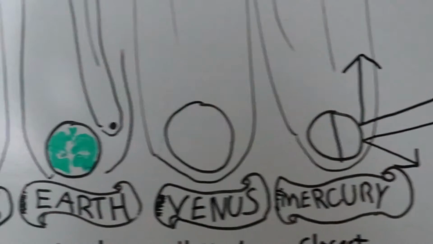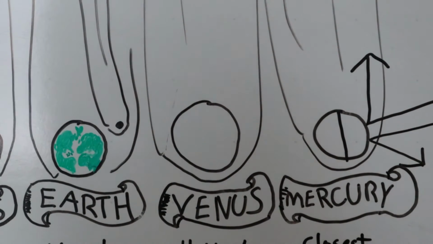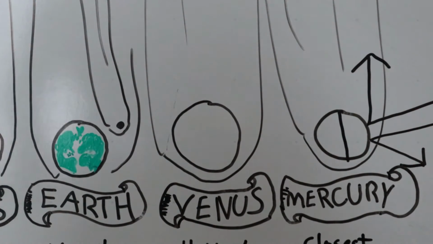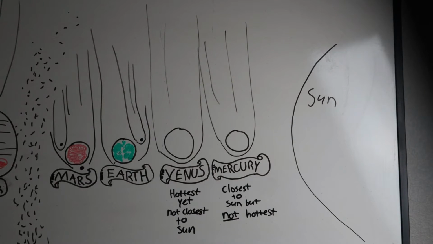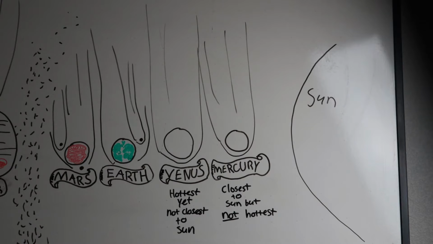However, Venus has an atmosphere, and the sunlight gets trapped inside of it, and so it becomes hotter. And so that's why, although Mercury is the closest to the sun, it is not the hottest. And Venus is the hottest, yet it is not closest to the sun.